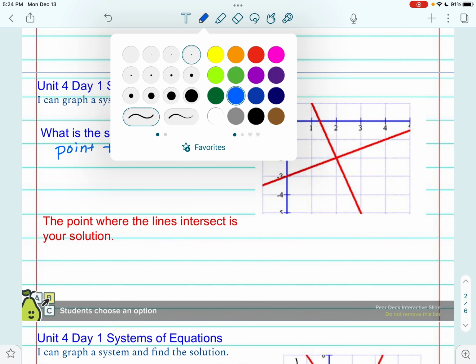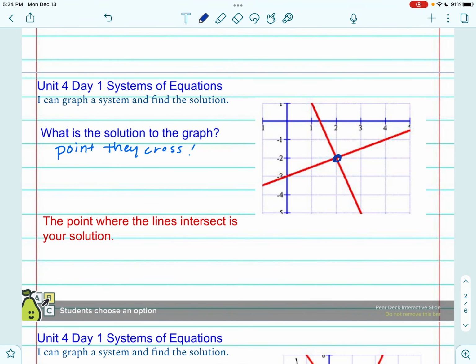Okay, so with your pen or your pencil, you're going to find the spot. And then you need to label the ordered pair. So I'm going to go over 2 and down 2. Okay, so the solution to this system of equations is the point they cross. That is over 2, down 2. So it's an ordered pair. It has parentheses and it has a comma in between. So (2, -2).